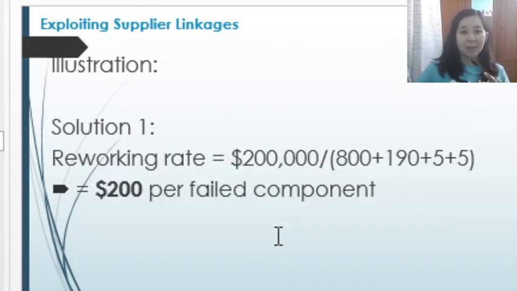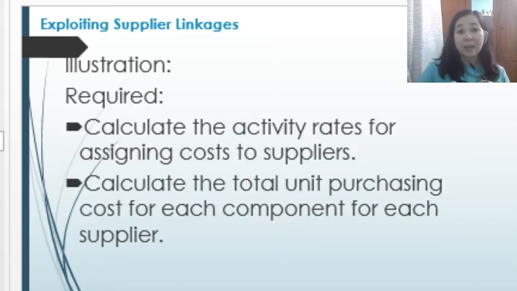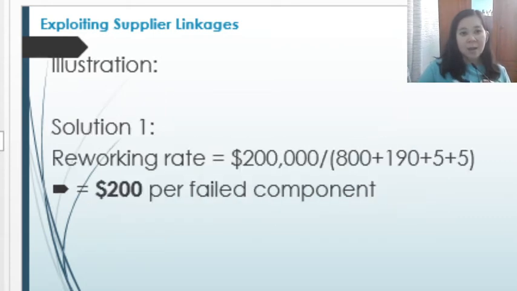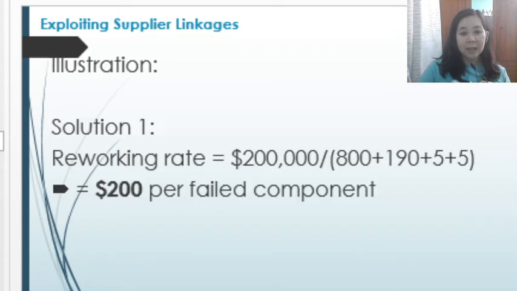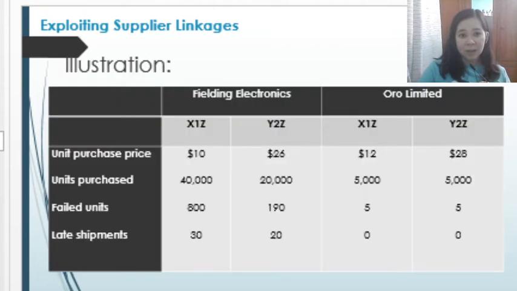Okay, so based on the data given, this is our solution for requirement number 1. Again, requirement number 1 is to calculate the activity rates for assigning cost to our suppliers. So here we have the reworking rate. That is $200,000 as provided in the table, divided by the failed units. We just add all of them.